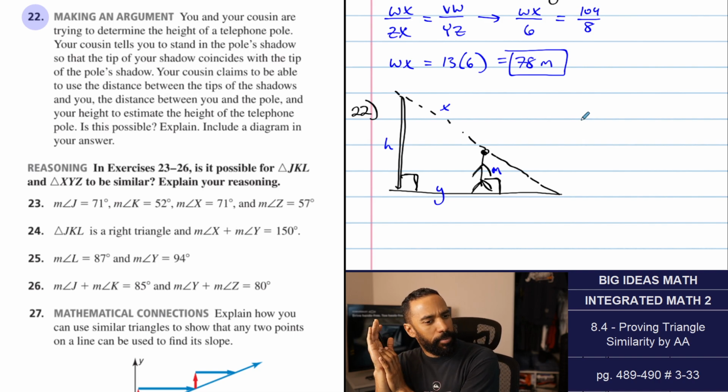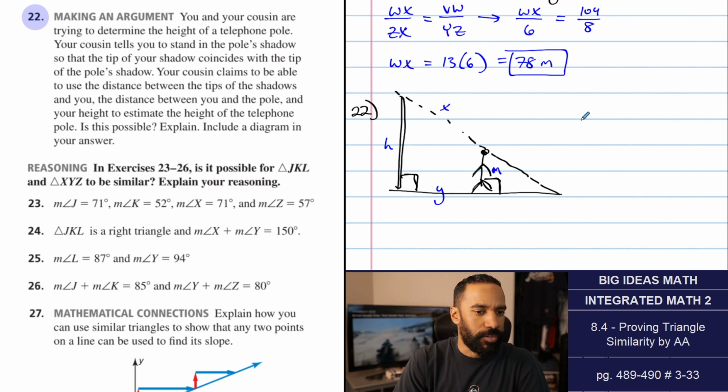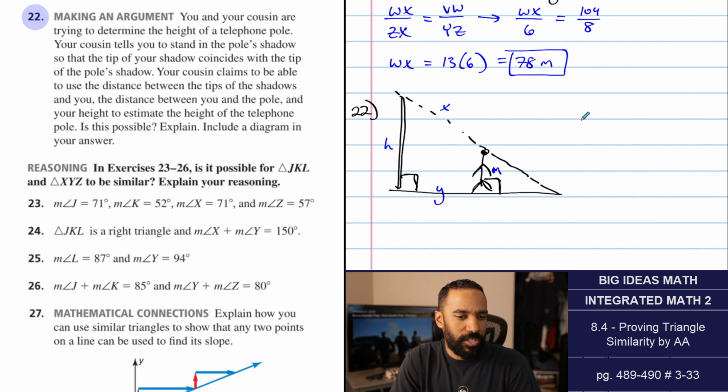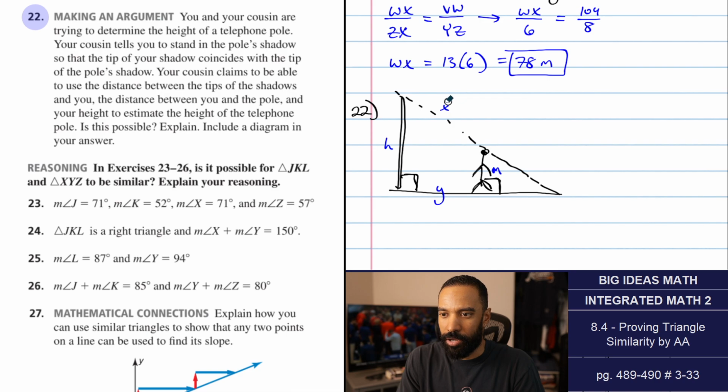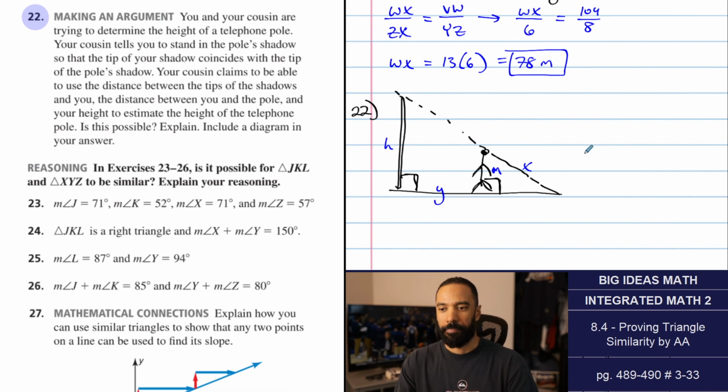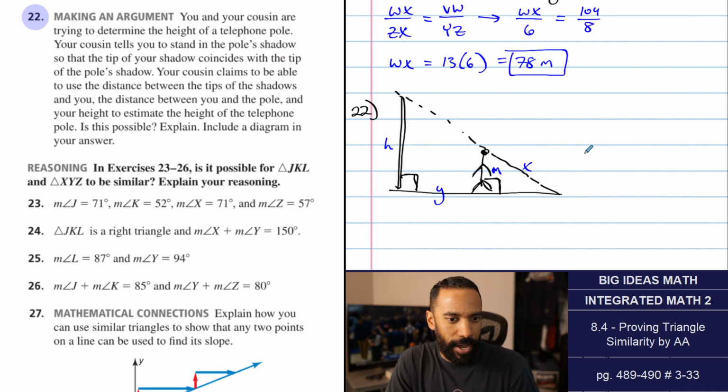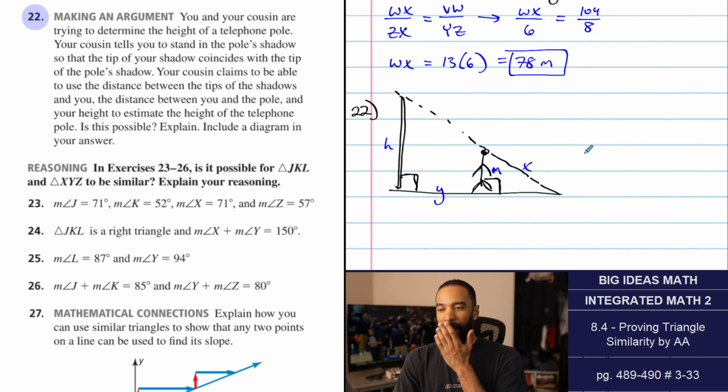I mean, is it possible? Probably. You have similar triangles. Your cousin claims to be able to use the distance between the tips of the shadows and you, distance between you and the pole. Wait, I didn't use the tips of the shadows here. The tips of the shadows and you is here. Okay, let's do that again. Distance between you and the pole, I have as Y. Is it possible?